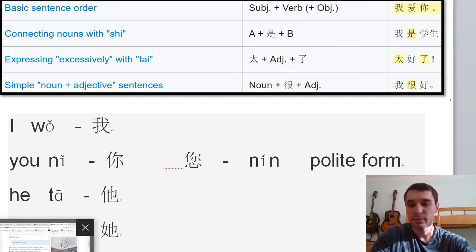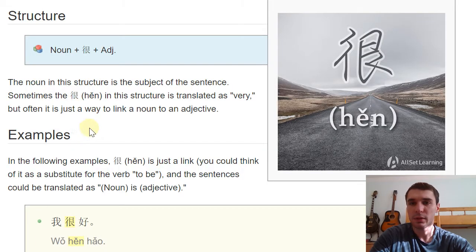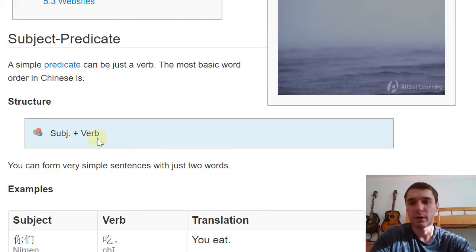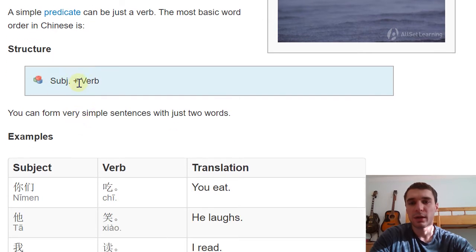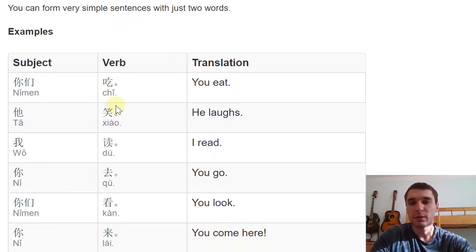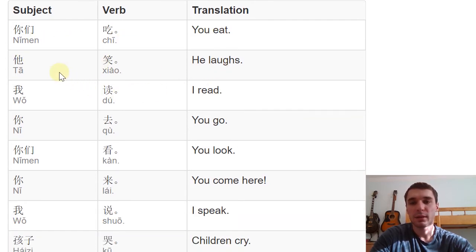Let's look at some theory here. So you can see the structure. Subject plus verb. Okay? 你们吃 means you eat. 他笑 he laughs. 我读 I read. So subject, verb, then we can add object, right? For example, I read a book. 我读书, 书 means book, right?